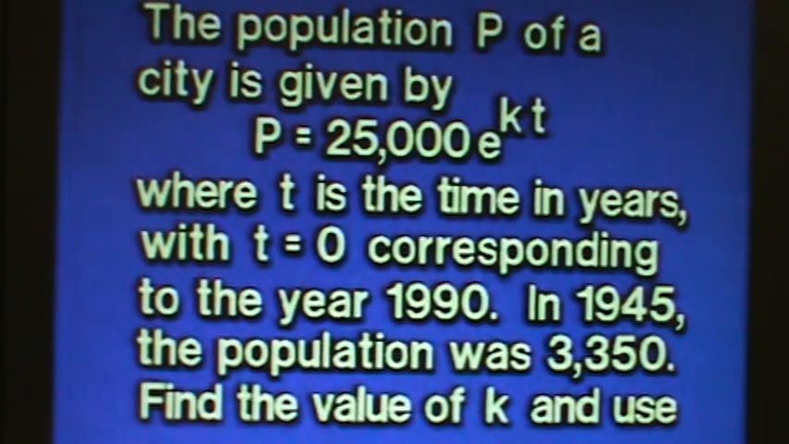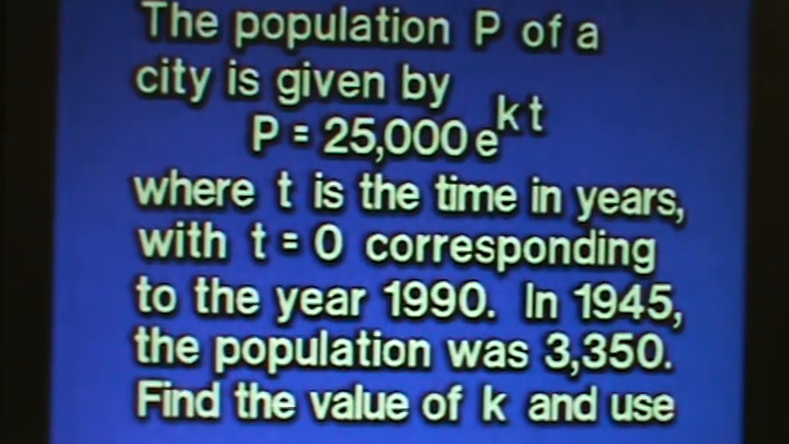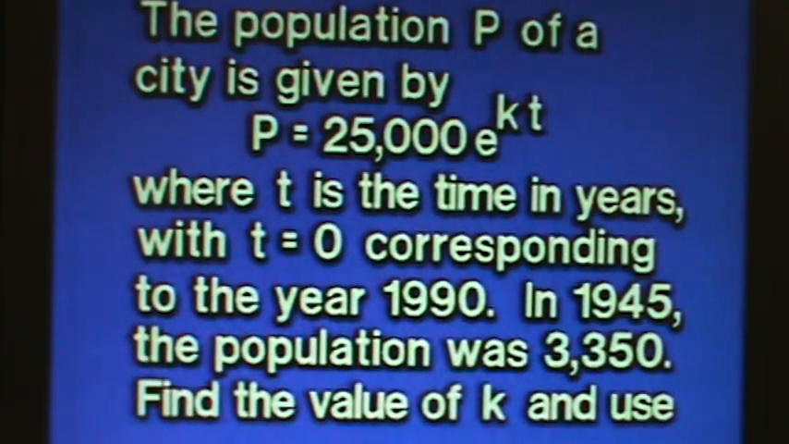In this problem, an exponential equation is used to model a population problem. It says the population P of a city is given by the equation P is equal to 25,000 e to the kt power, where t is the time in years with t equals 0 corresponding to the year 1990.